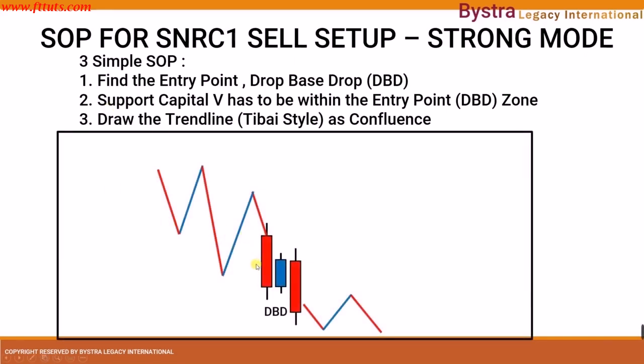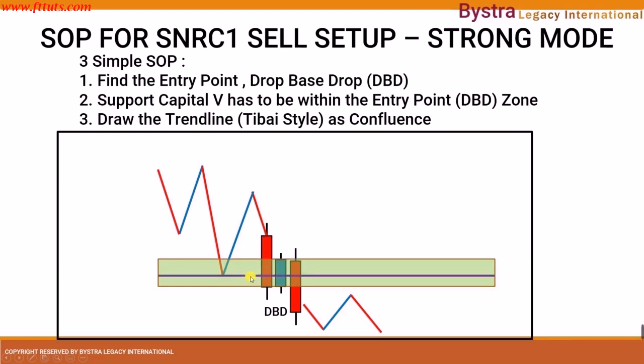Same goes, this is a drop base drop. So we mark the zone. Inside the zone we have the capital letter V, which is the support. So we will put our pending order of sell limit at this area, which is in line with the edge of the support, which is the capital letter V.